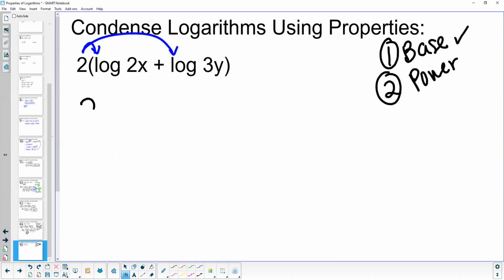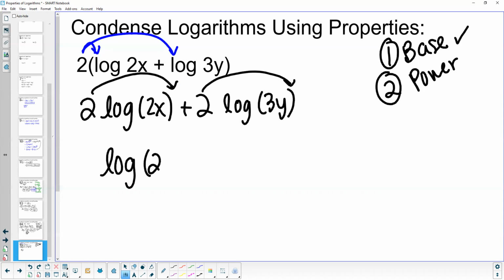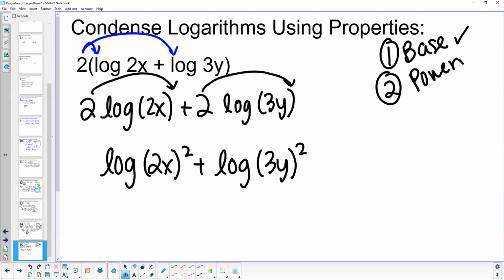If I distribute that, I really have a 2 times the log of 2x plus 2 times the log of 3y. Now we're going to do that power rule, or that power property, meaning that my exponent is going to come to the top of both of these. Because we have a product inside, that 2 and that x, that 3 and that y, our exponent is going to go on the outside of both of them, which is why I wrote 2x and 3y in parentheses here. So this is really the same as log of 2x squared plus the log of 3y squared. And now we've taken care of our powers.